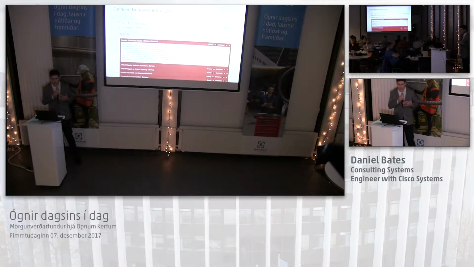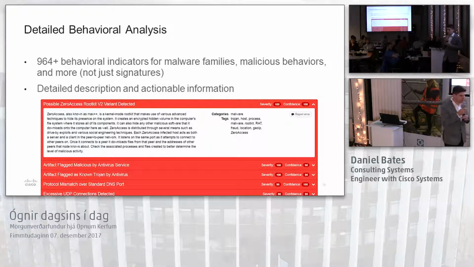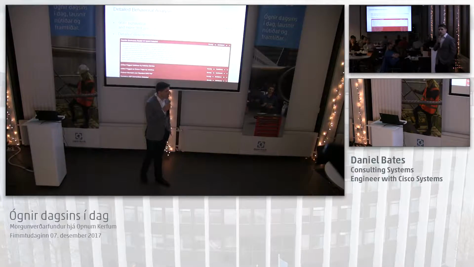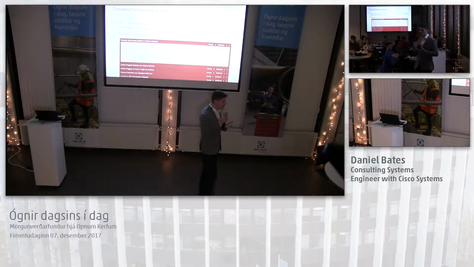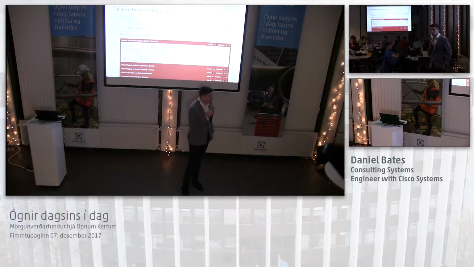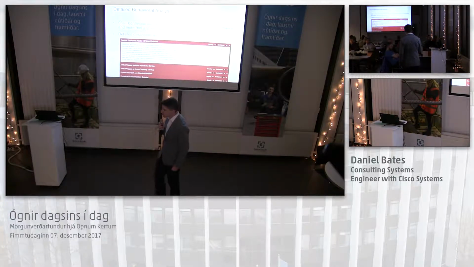And all of this goes into these behavioral indicators. We have 964 of them, or we did last night, so we might have a couple more today. The Threat Grid team is constantly adding new indicators to look for specific behaviors, such as this one up here on the screen, which is looking specifically at evidence of a ZeroAccess version 2 infection.